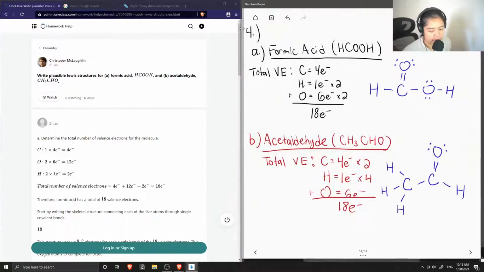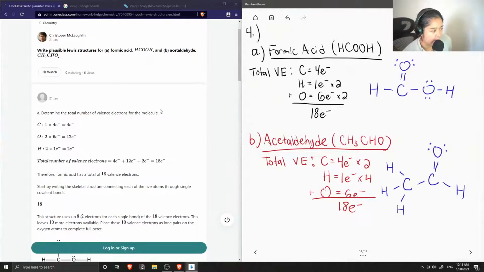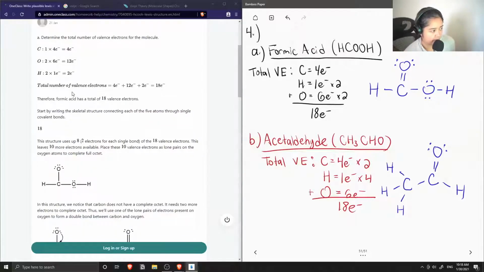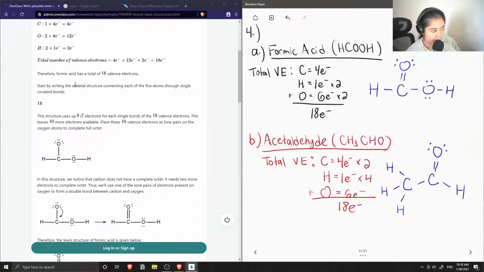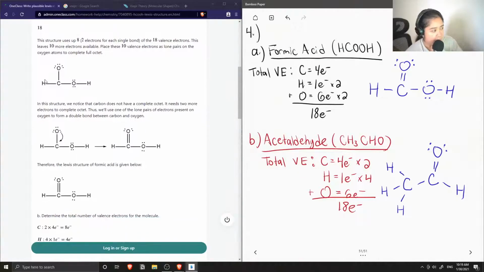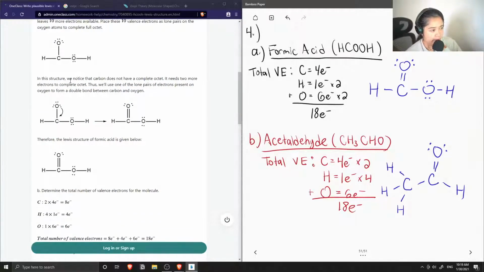So now let's see what the junior tutor said. Part A is to determine the total number of valence electrons for this molecule. So for carbon, there was 4, oxygen... They showed the math and got 12 and 2, and when they added it up, they got 18. So this structure uses up 8 electrons, 2 electrons for each single bond of the 18 valence electrons. So this leaves 10 more electrons available. Place these 10 electrons as lone pairs on the oxygen atoms to complete the octet. So then they noticed that carbon doesn't have a complete octet yet, so they brought one of those pairs of electrons down to form a double bond between that carbon and the oxygen.